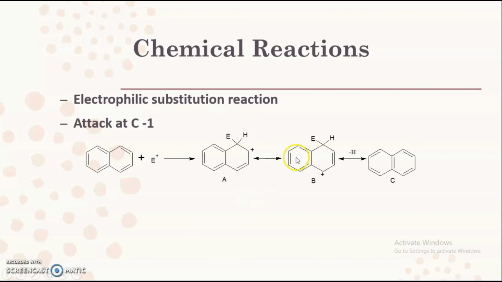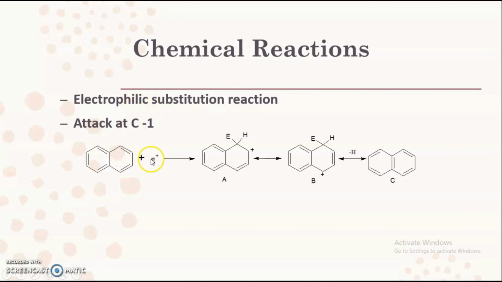First, we will check the possibility when the attack takes place at carbon number 1. When we consider naphthalene and carry out the numbering, the first carbon atom is given here. The first carbon atom, this is second, this is third, this is fourth, then 5, 6, 7, 8. The first carbon atom is also known as the alpha carbon atom, and the second carbon atom is also known as the beta carbon atom.